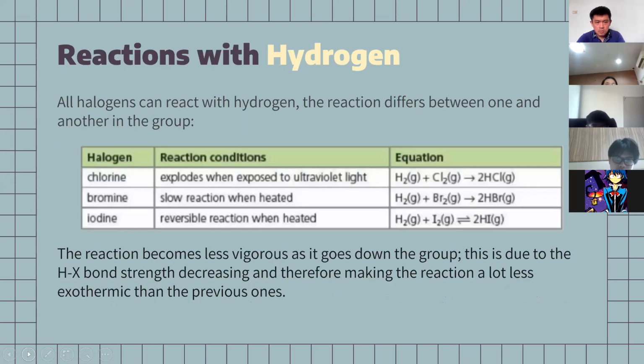So next are the reactions of hydrogen with the halogens. Here, the table lists the reactions where the halogens are reacted with hydrogen. As you can see, the reaction becomes less vigorous when you go down the group. This is because the H-X bond strength decreases down the group, making the reaction overall less exothermic.